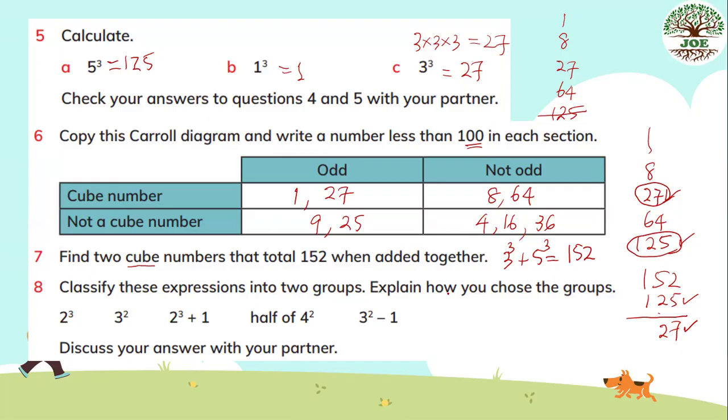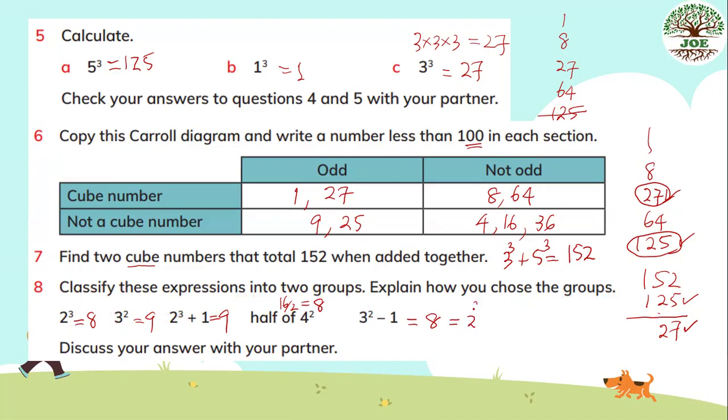Okay, number 8, classify these expressions into 2 groups. Explain how you choose the groups. Let's check the answer first. 2 cube is 8. 3 square is 9. 2 cube plus 1: 2 cube is 8, 8 plus 1 is 9. Half of 4 square: 4 square is 16, half is 8. 3 square minus 1: 3 square is 9, 9 minus 1 is 8.